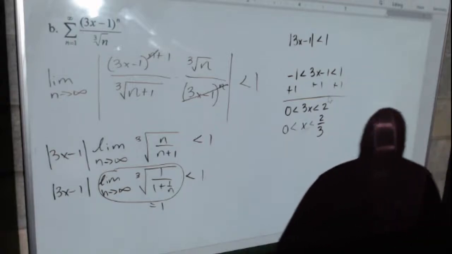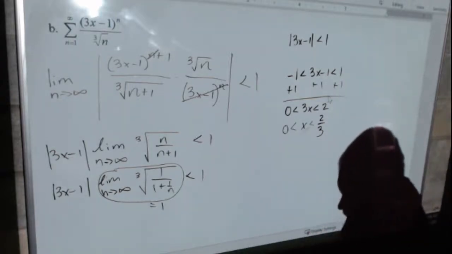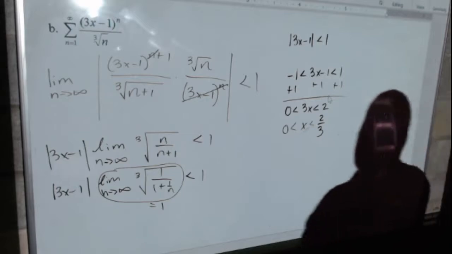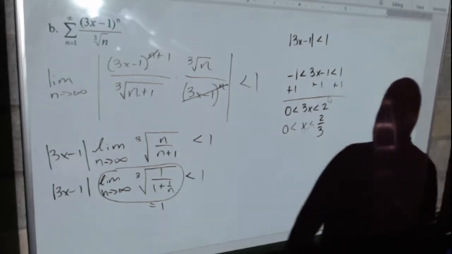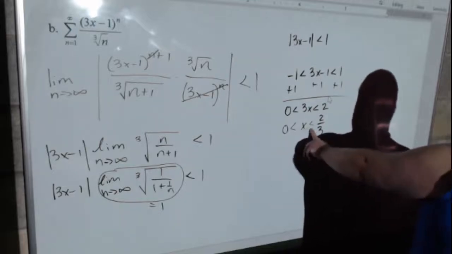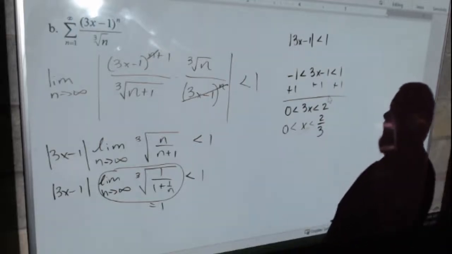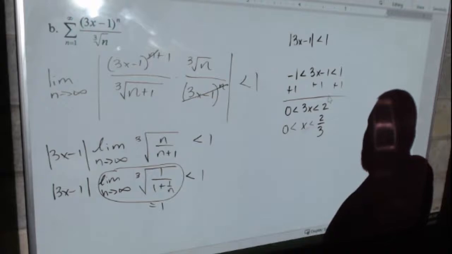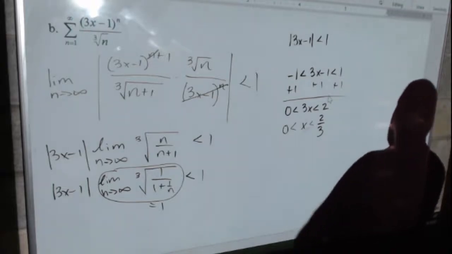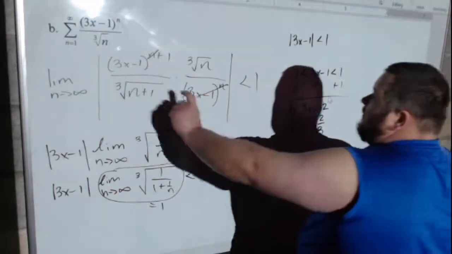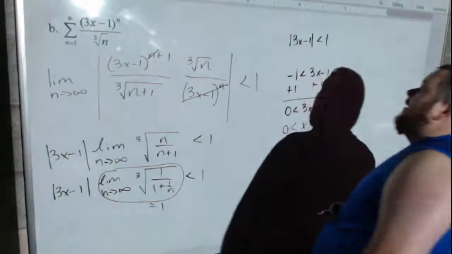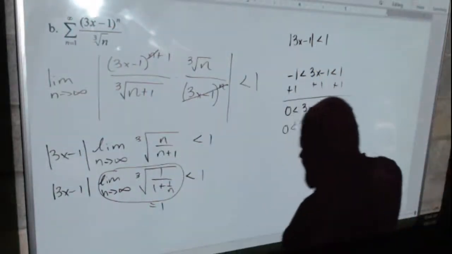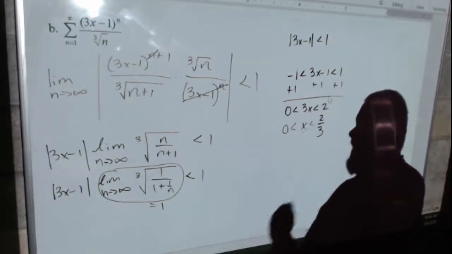But I've got to go further than that. I have to test both endpoints, because I need to know, could this be equal and could this be equal? So to test the endpoints, I need to take them and plug them back in to my original sum. I then need to test whatever I get out of that.